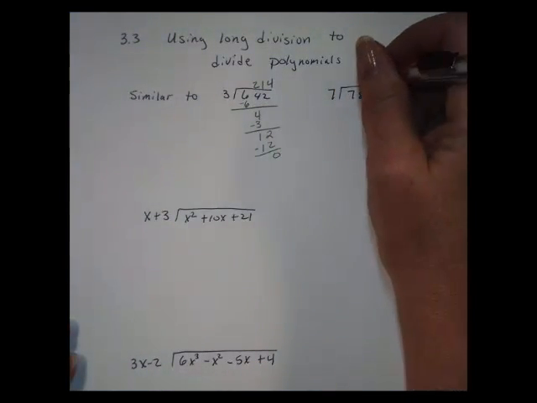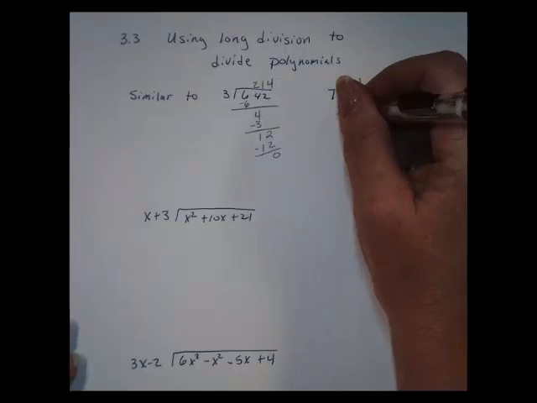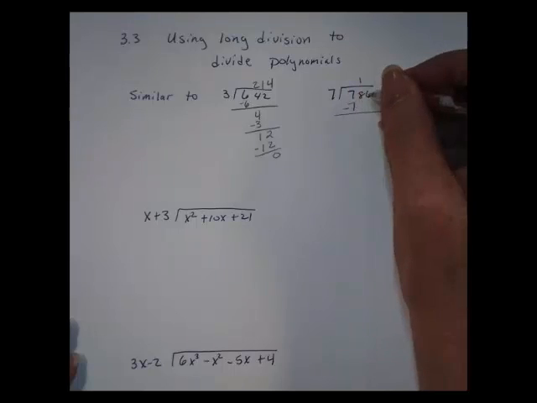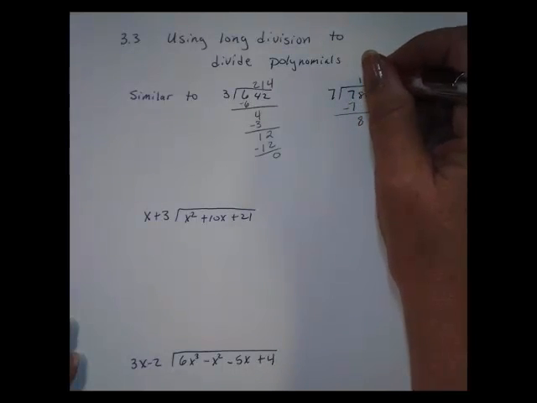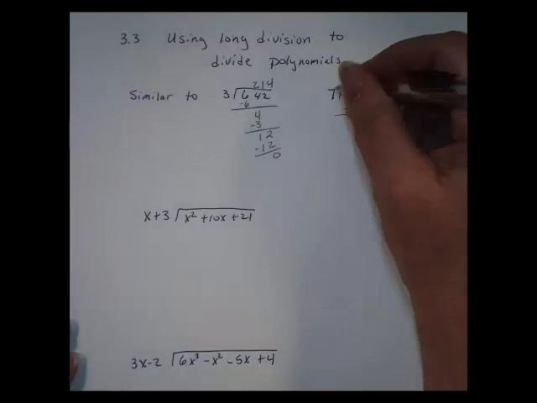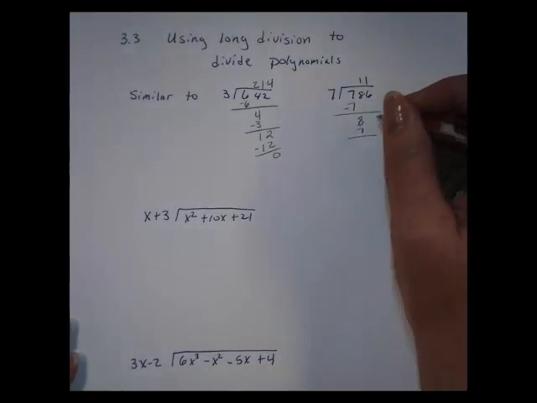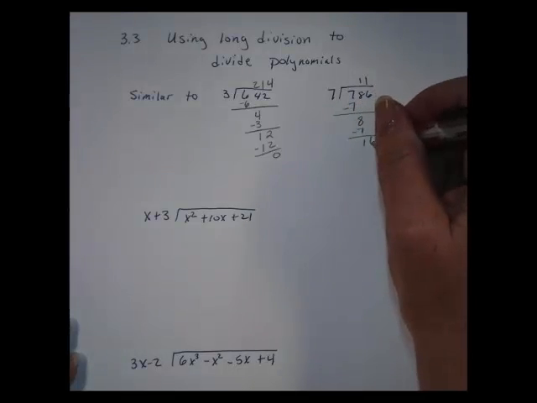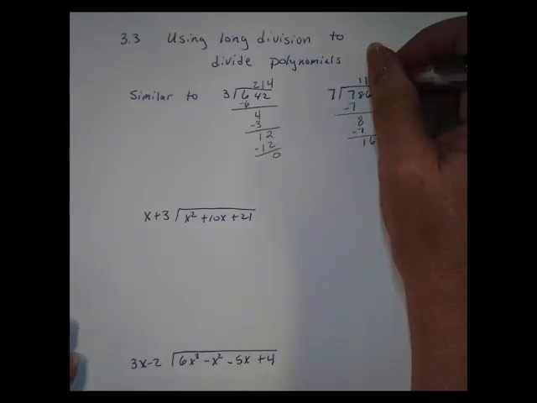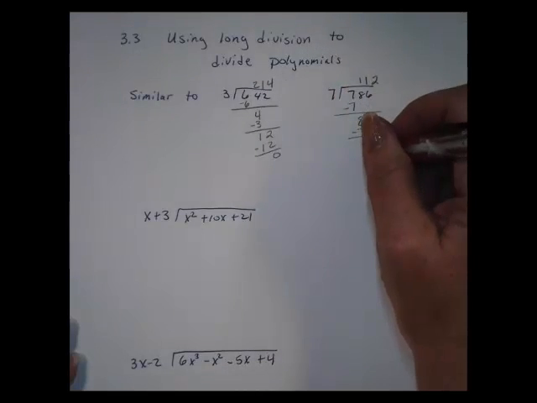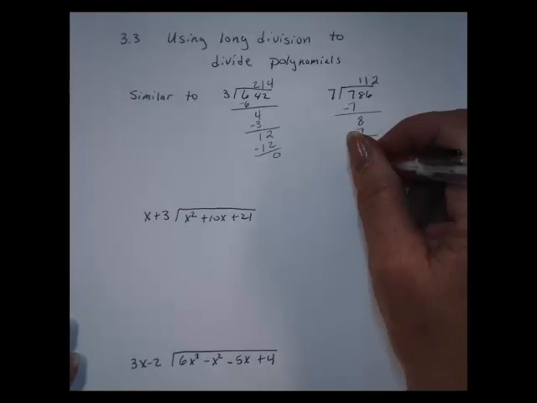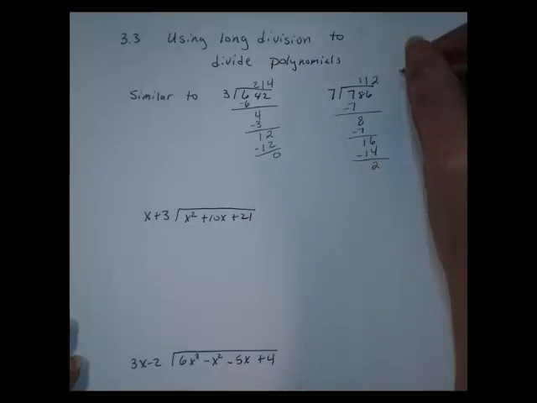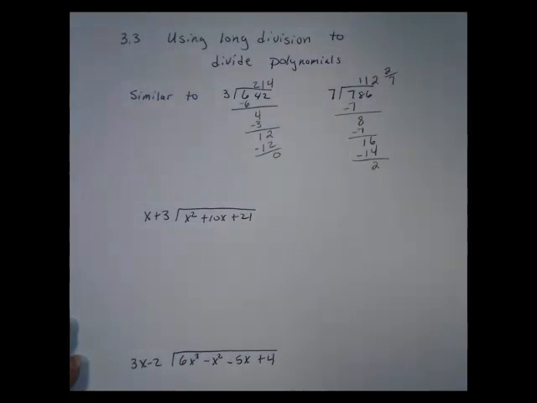So 7 goes into 7 1 time. 1 times 7 is 7. Drawing the line, we change that sign. And that is 0, so we'll bring down our 8. 7 goes into 8 1 time. 1 times 7 is 7. Draw our line here, and we're going to change our sign. That gets us 1. Bring down the 6. 7 goes into 16 2 times. 2 times 7 is 14. When we draw the line, we change that sign, and that gets us a 2. So that was a remainder, and we always just wrote that over the number we were dividing by.